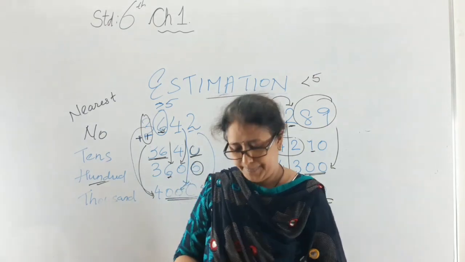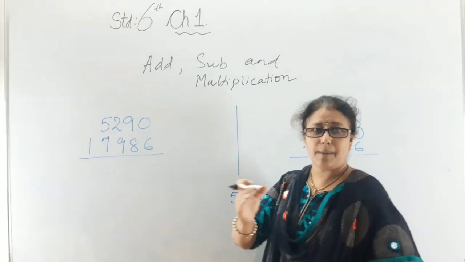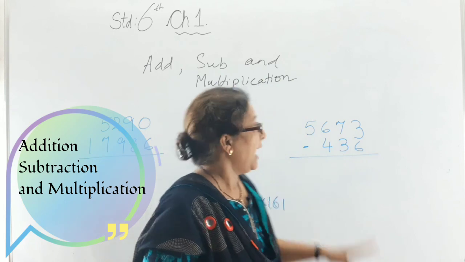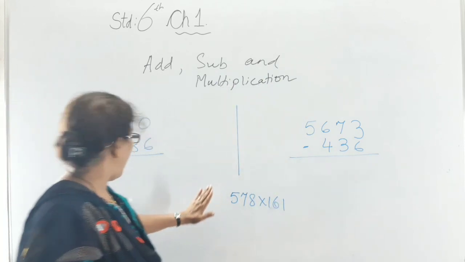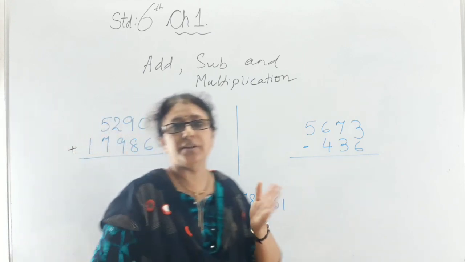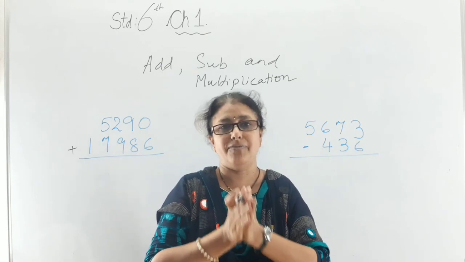I am very sure by now this concept of converting into tens, hundreds, thousands is clear to all my dear students. Now I will be explaining to you how to add, subtract and multiply to find out the estimated value. I have taken 3 examples: one of addition, subtraction and multiplication. We have to round off the number for getting the approximate estimated value.